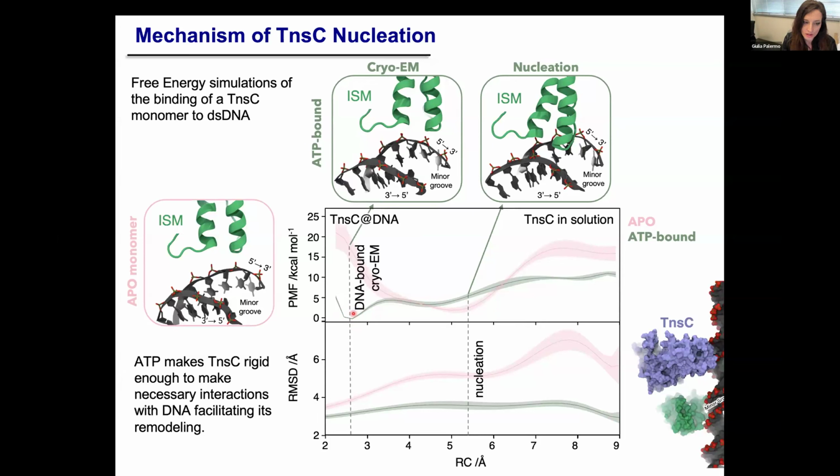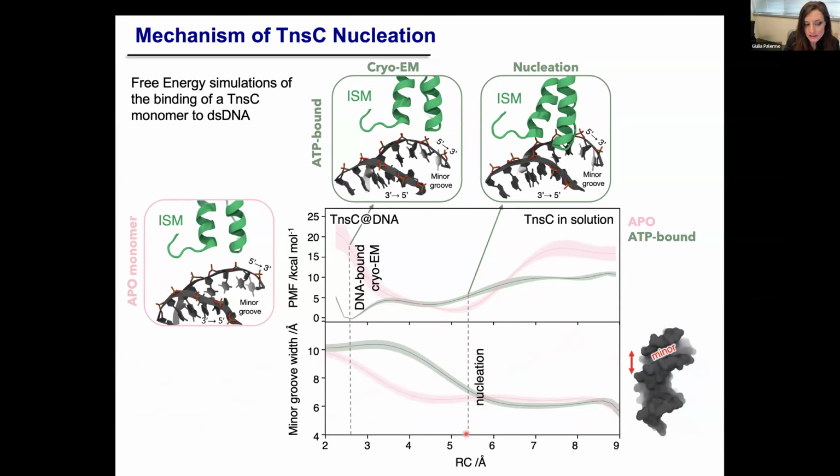What is very noticeable in our simulation is this nucleation point. The point of nucleation was defined because at this point, in the presence of ATP, the DNA minor groove starts widening. And this is the reason why we referred to this point as nucleation point. So the point when TNSC starts binding to the DNA and starts inducing this widening of the minor groove.